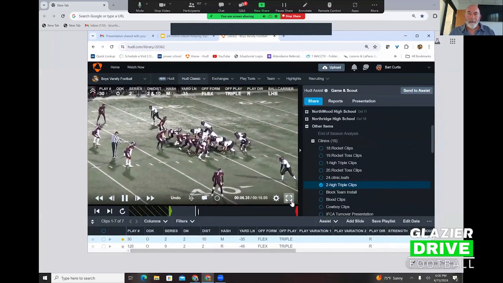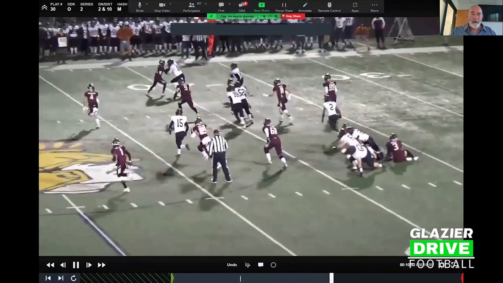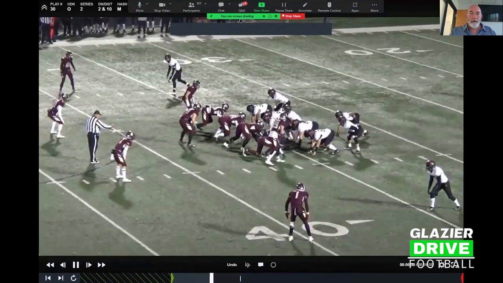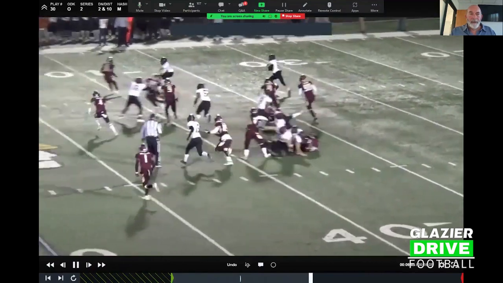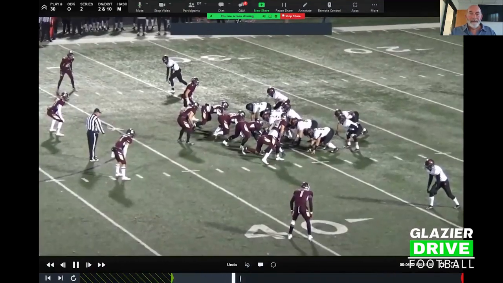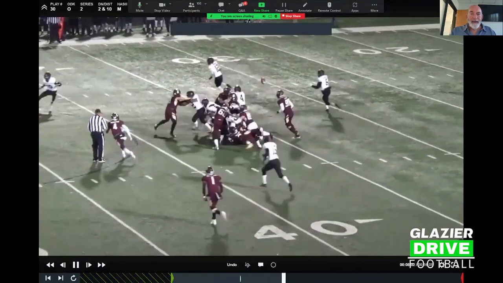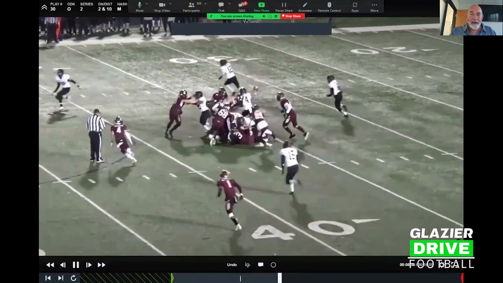And hopefully this film is clear. But here's 4-3 too high. We're running a switch block. Good job by the play side half. Keep your feet moving. Quarterback did a decent job. Halfback did not go in motion soon enough, and the ball almost ended up on the ground.